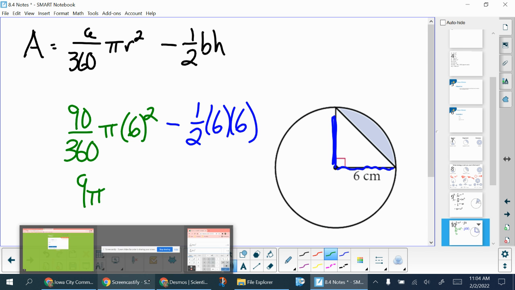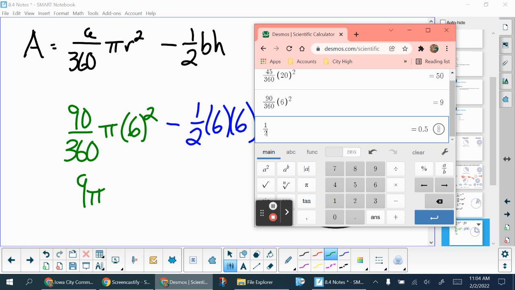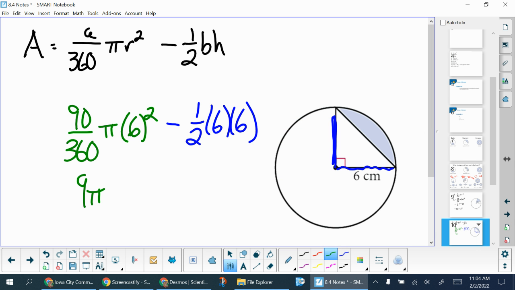And then if I wanted to, of course, I could use Desmos to help me out on the second part. 1/2 times 6 times 6 is 18. And so I've got 9 pi minus 18. I could leave my answer like that with just a centimeters squared at the end. That would be great.